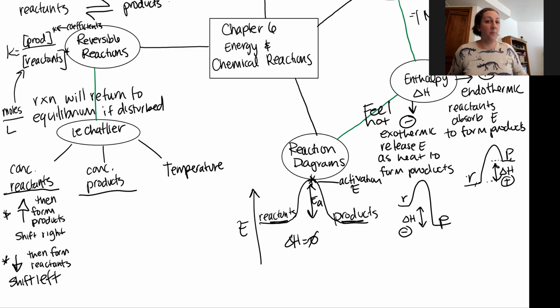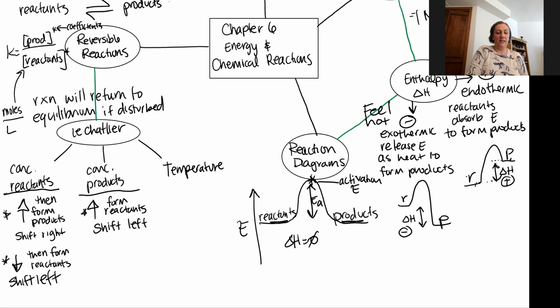And the concentration of our products is very similar. If we increase the concentration of our product, we will form reactants. And that means we're shifting the reaction left. And if we decrease the concentration of one of our products, then we'll form products and shift right. And I don't have to increase the concentration of both of my reactants or all of my reactants, just one of them.